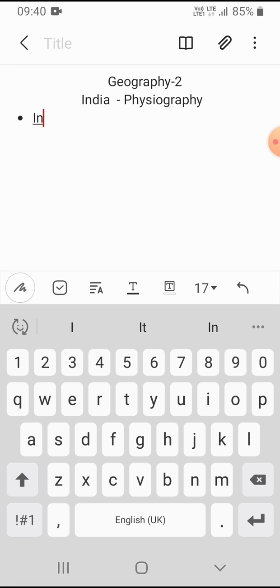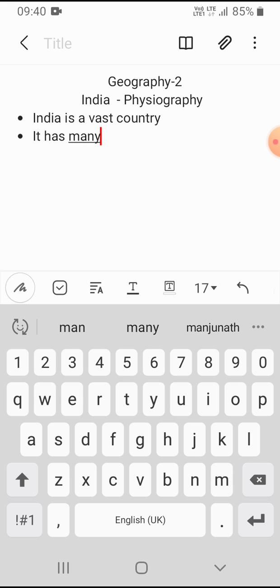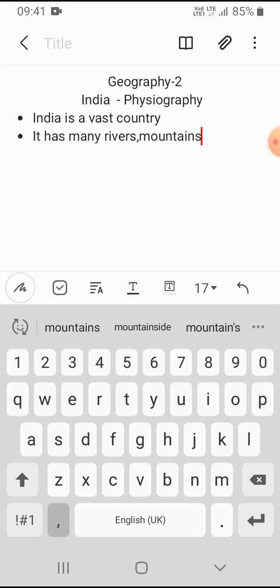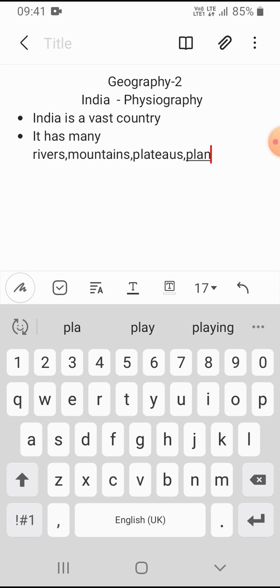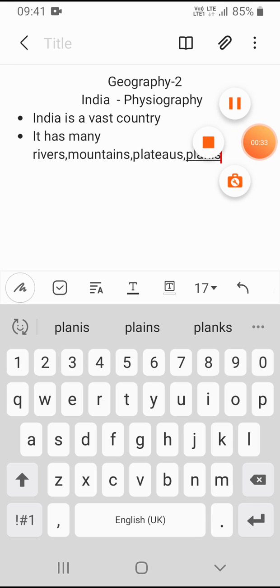As you know, India is a vast country. It has many rivers, mountains, plateaus, and many plains.